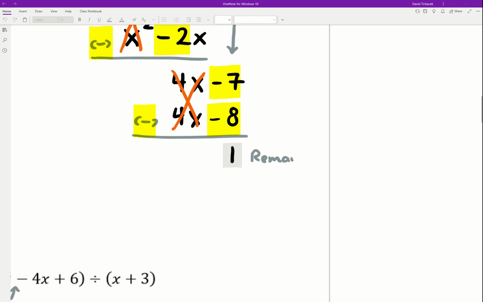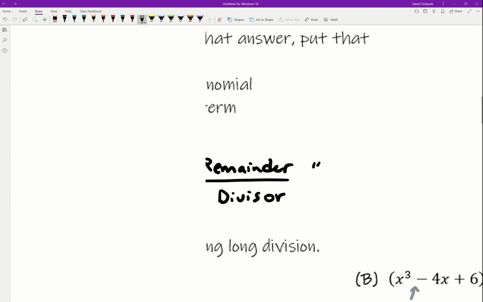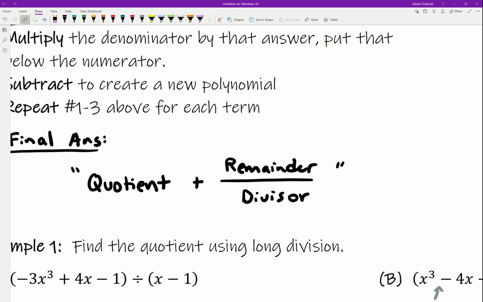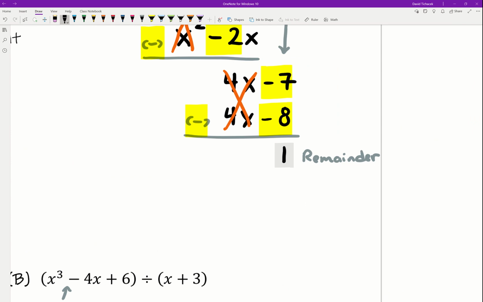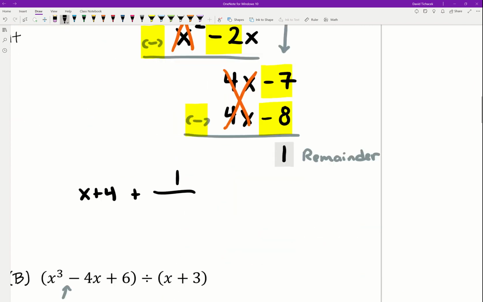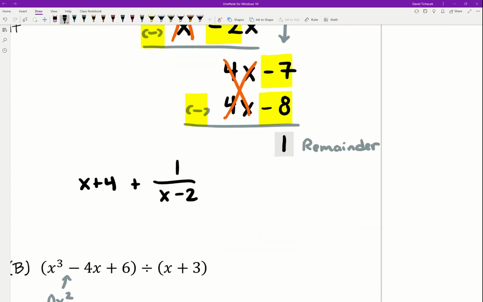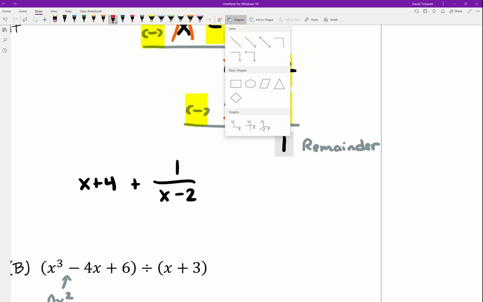All right. So that's the remainder, okay? And then over here in step 5, the way we're going to write our final answer is quotient plus remainder over divisor. Always, always, always, okay? So our quotient here in this problem was simply x plus 4, and then we're going to say plus the remainder, which we found to be 1, over the divisor, which again was the denominator from before. That was simply our x minus 2. That will complete the problem, okay?